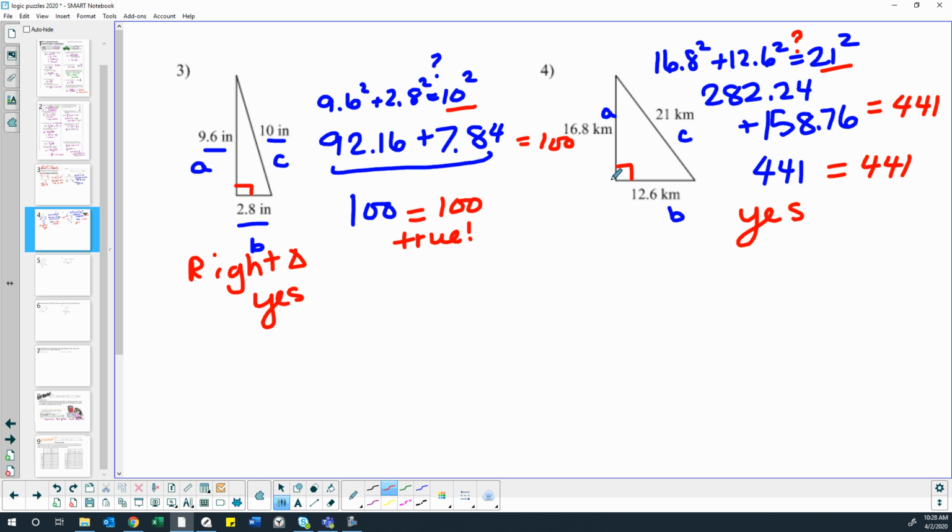Notice how when I figure out it's a right triangle, I put a little box in the corner across from side C, because if it is a right triangle, then the angle across from the longest side will be a 90-degree angle.